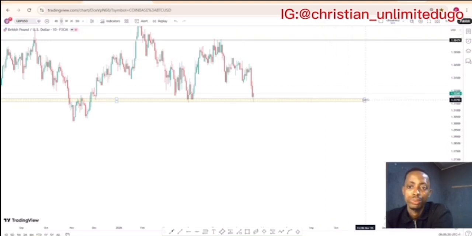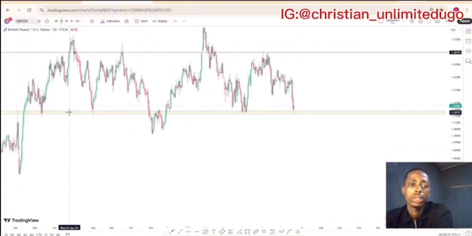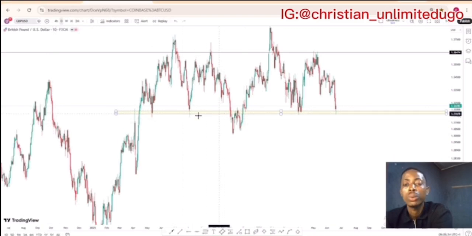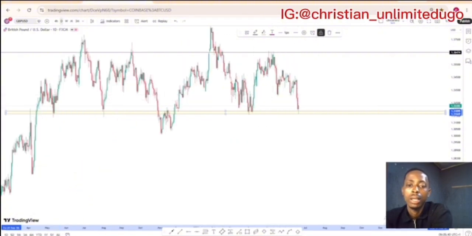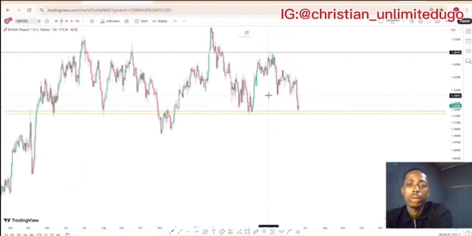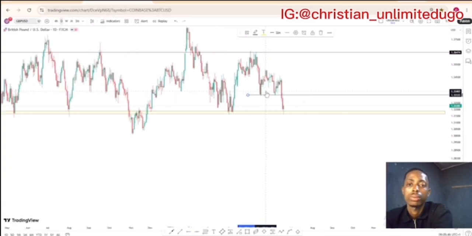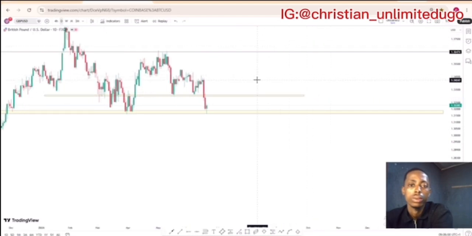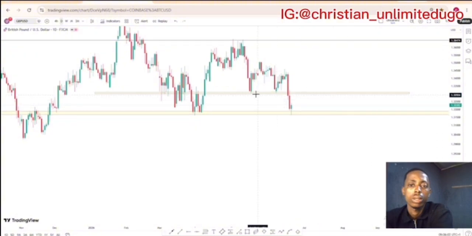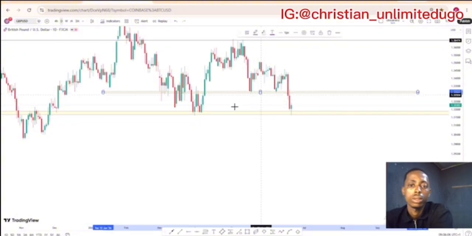Let me draw this one towards here. So what am I expecting on GBP USD? This is the most major weekly resistance level that we have had for a while. And I can see a little daily support level below this level. So I'm going to go ahead and clone this level to get it right.